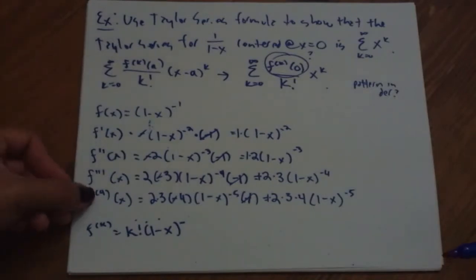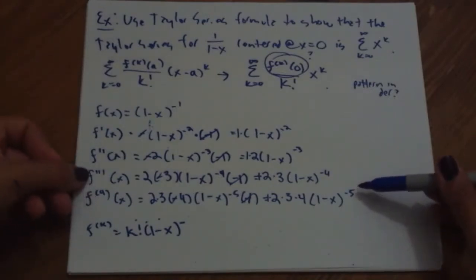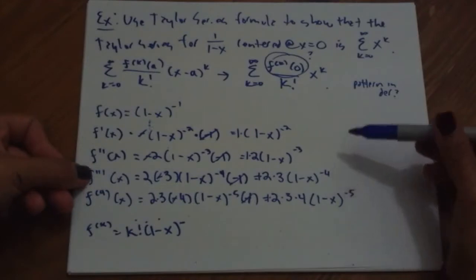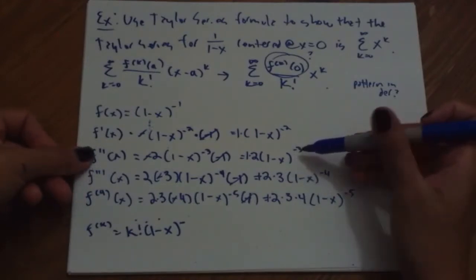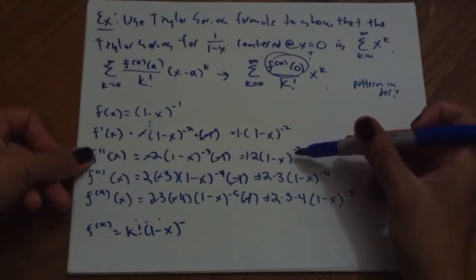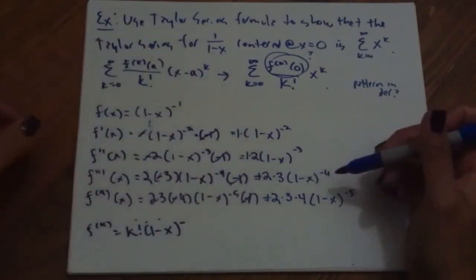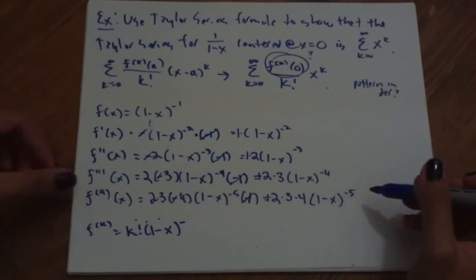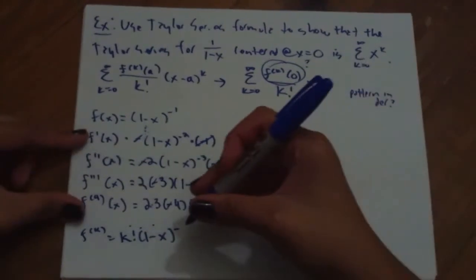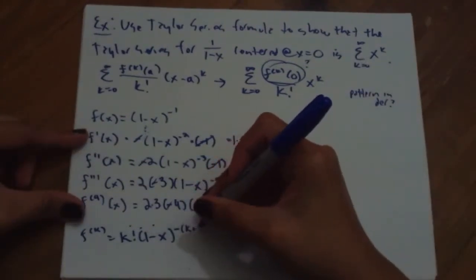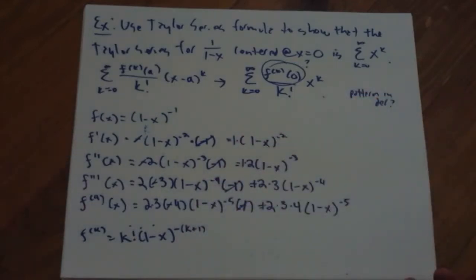Right here, my fourth derivative, this is negative 5. My third derivative, this is negative 4. My second, this is negative 3. So the absolute value of this, once I account for this negative sign each time, is 1 bigger than whatever my derivative is. So I can think of this as minus k plus 1 up top.